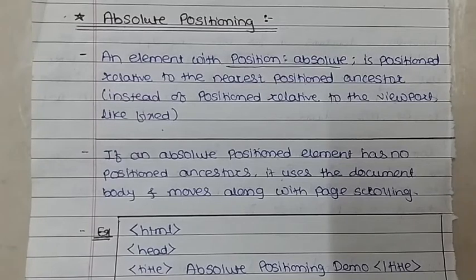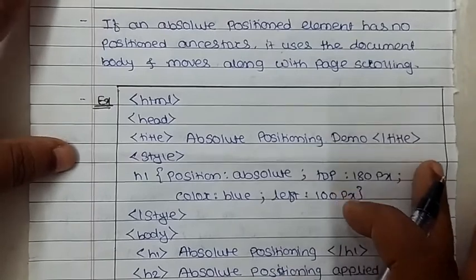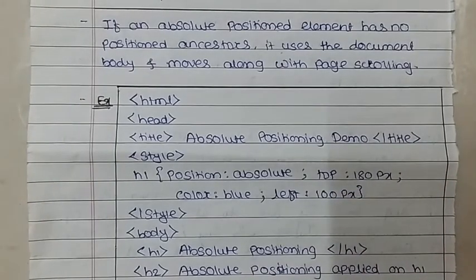Okay, ancestor. Instead of positioning relative to the viewport like fixed, this positioning is different. When we scroll down, the element with absolute positioning also scrolls down with it. Next, if the absolute positioning element has no positioned ancestor, then it uses the document body.